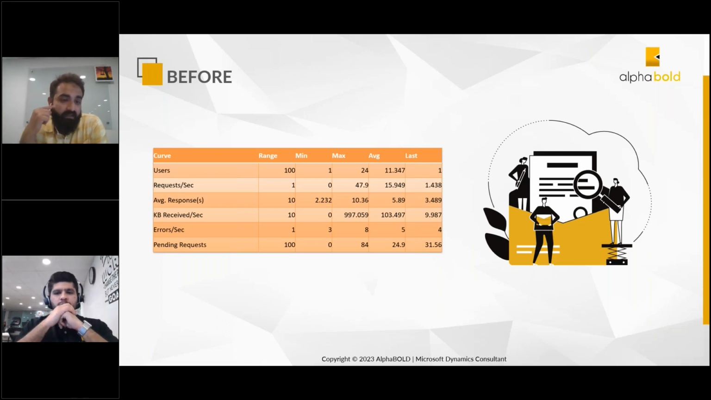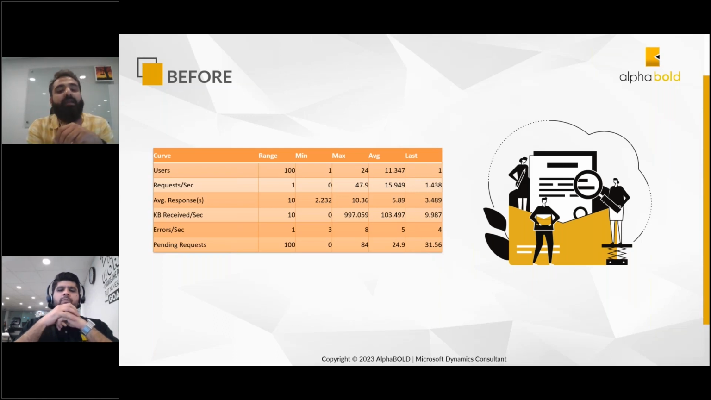Requests per second. If the server is handling multiple requests per second, this figure would be greater. This means that the server has the capability of handling multiple requests at the same time or in a given period of time. The minimum was 0 and the maximum was 47.9. And on average, the server was capable of handling 15 requests per second.